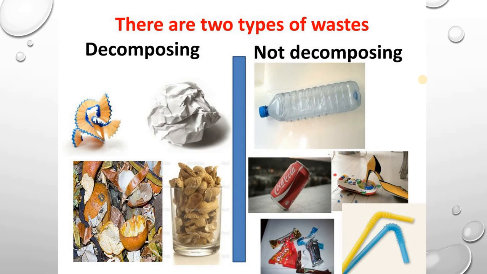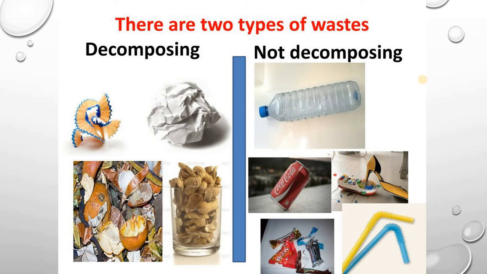Now, how can we define biodegradable garbage? The part of a garbage which can rot in nature to form harmless substance is called biodegradable substance. Whereas what are non-biodegradable substances? The part of the garbage which does not rot or decompose in nature is called non-biodegradable substance.